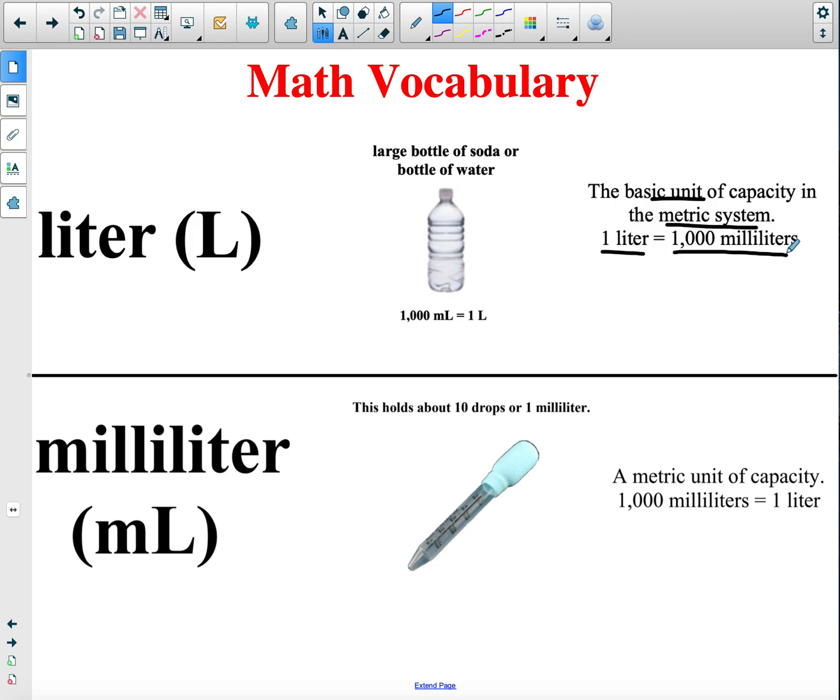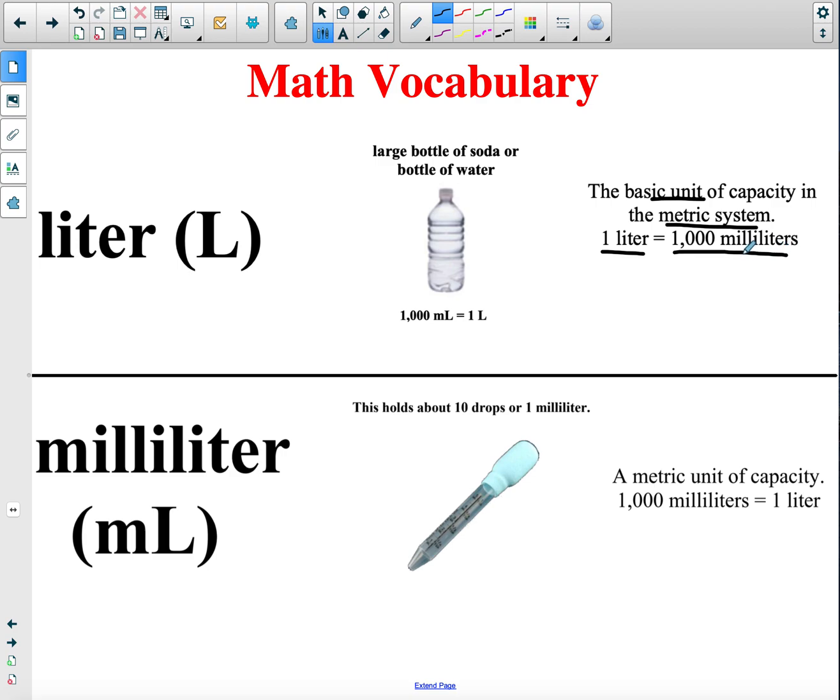Now, to kind of help you imagine what a liter is, when you go to the supermarket and you buy soda in those large bottles, those are usually 2 liters or a 2-liter bottle. So about half of that bottle would be 1 liter. So liters are quite large.